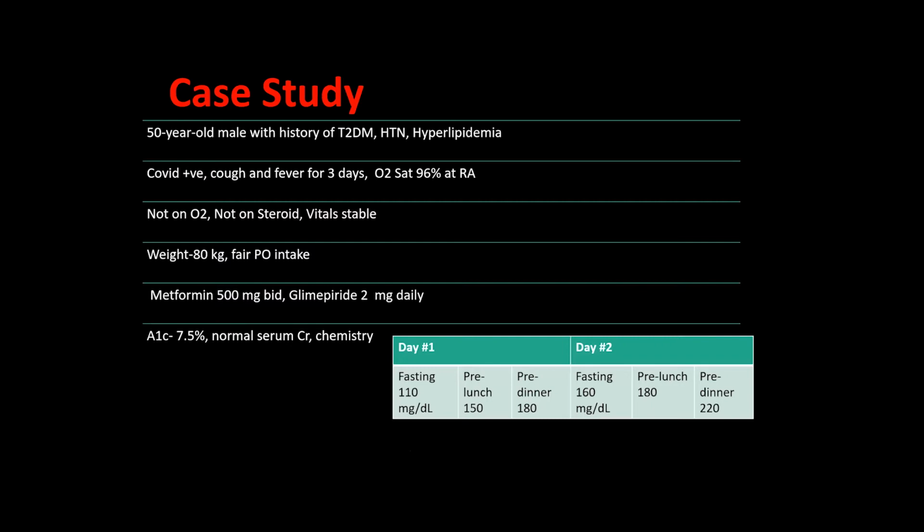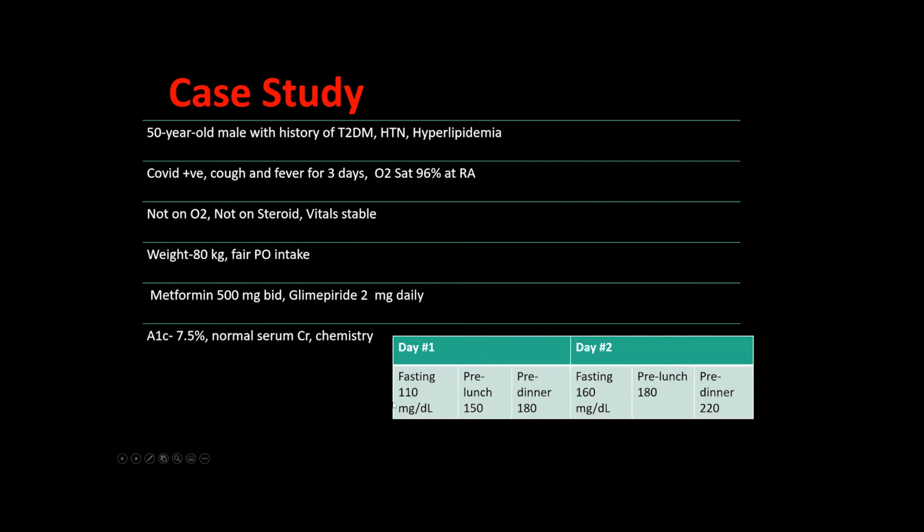So he's of average weight, 80 kg. Still good PO intake. He's taking the metformin and glimepiride. A1C shows pretty good control, with normal chemistry and normal serum creatinine. This is the patient's fasting glucose. So he's a good patient. He's checking his sugar three times a day.